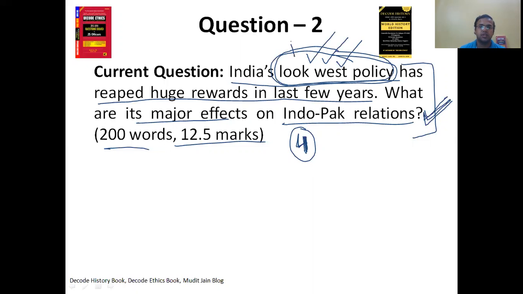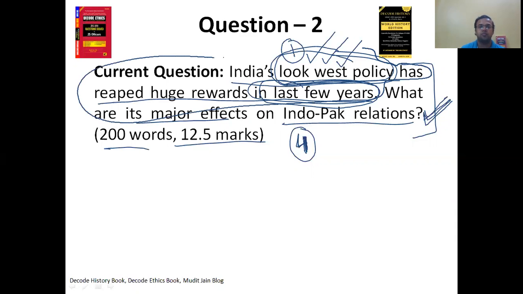So this is in itself the first part of this question. Secondly, read this keyword: in last few years. That look west policy has reaped huge rewards in last few years. What are its major effects on Indo-Pak relations? So anyway, this was the statement.